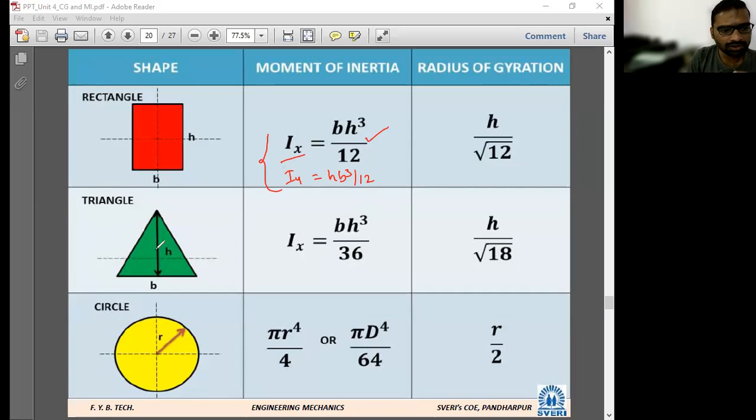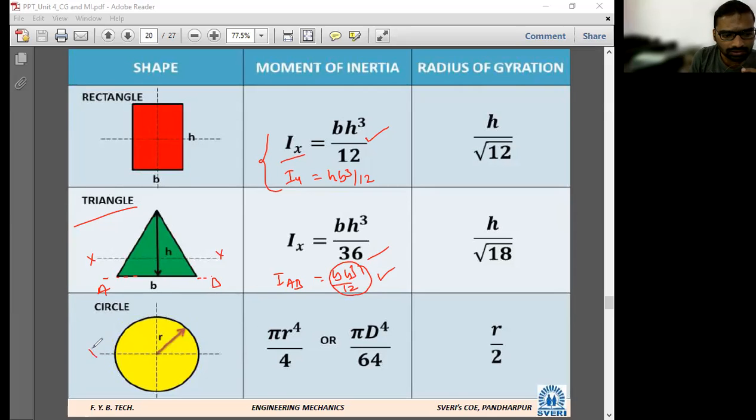Then what about the triangle for centroidal axis? This is centroidal axis, Ixx. Okay, Ixx is bh cube by 36. If you take about the base, I will take this AB as base, so that IAB is equal to bh cube by 12. How this has come, I will tell later. Okay.